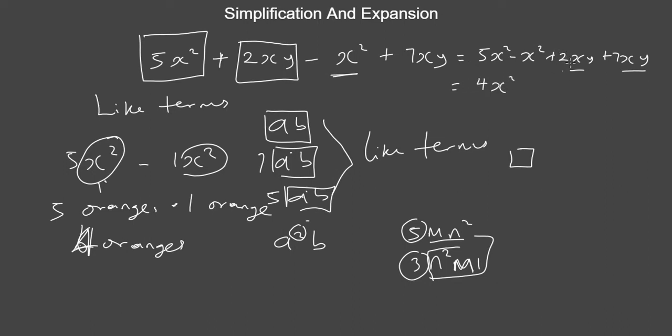Then you take this coefficient, mind the sign you see here. This plus 2 is attached to the coefficient. So plus 2 plus 7 gives you plus 9xy. So this is the simplified version of this expression. This is how you simplify expressions. Let's take another example.